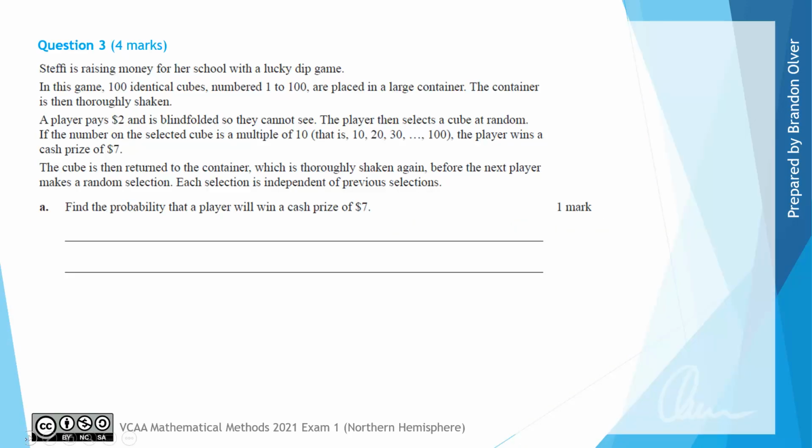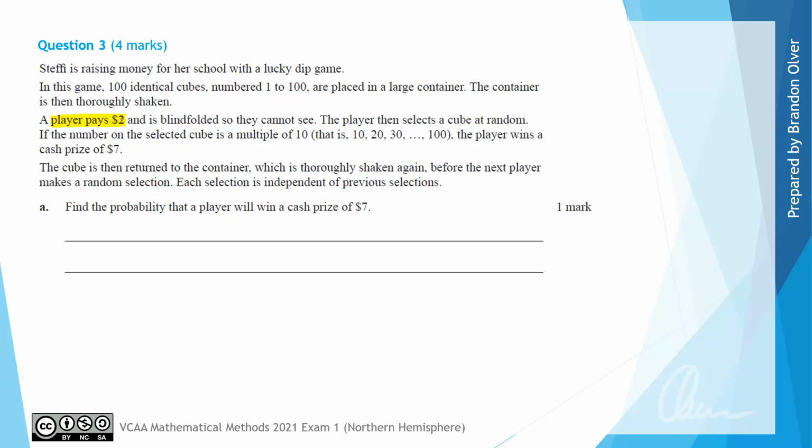So for question 3, we have Steffi is raising money for her school with a lucky dip game. In the game, 100 identical cubes numbered 1 to 100 are placed in a large container. The container is then thoroughly shaken. A player pays $2 and is blindfolded so they cannot see. The player then selects a cube at random.